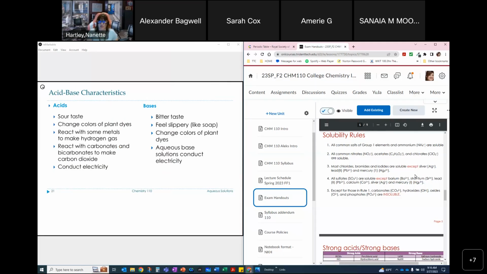Acids are sour in taste, so acetic acid, vinegar, is a good example. They change colors of plant dyes, so if I dump some acid onto something that has indigo dye in it, then the indigo is going to disappear. They react with some metals to make hydrogen gas. They react with carbonates and bicarbonates to make carbon dioxide. And they do conduct electricity. Okay, so they are electrolytes because they're at least partially ionized.